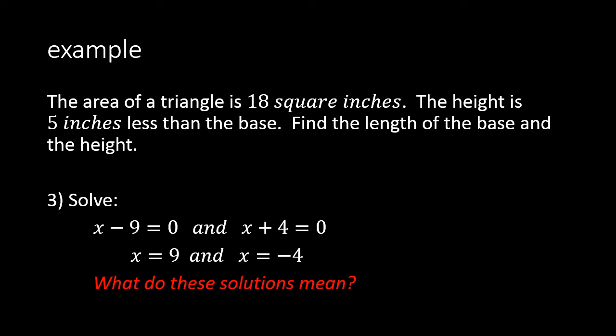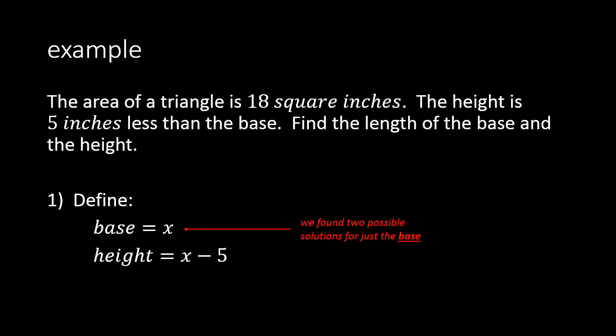And this is why if you took the time to actually write out that first step where you labeled, well, you just did yourself a huge favor. Because if I go back to that defining step, the base was x. Well, I just solved for x, which means I just found two possible solutions for just the base. That's all I did. x equals 9 and x equals negative 4 are my two possible solutions for the base of my triangle. That's not the answer to my question just yet.